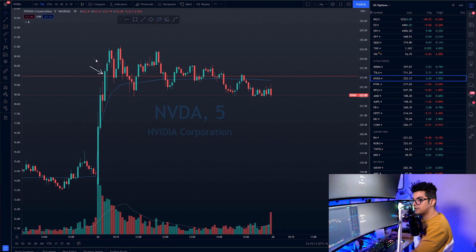And you never know how much a stock can be extended from the VWAP. You can try shorting it here. You can try shorting it here. You can try shorting here. So you never know how much a stock can go towards the upside or towards the downside.